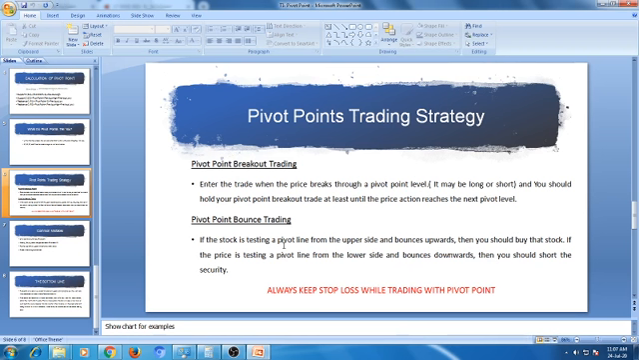The other is pivot point bounce trading. If the stock is testing the pivot line from the upper side and bounces upwards, then you may consider buying that stock. If the price is testing the pivot line from the lower side and bounces downwards, then you should short that security. You always keep a stop loss while trading with this strategy.